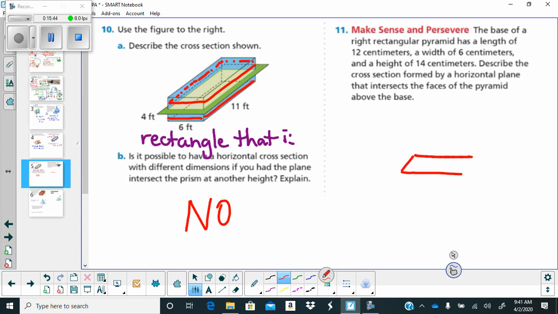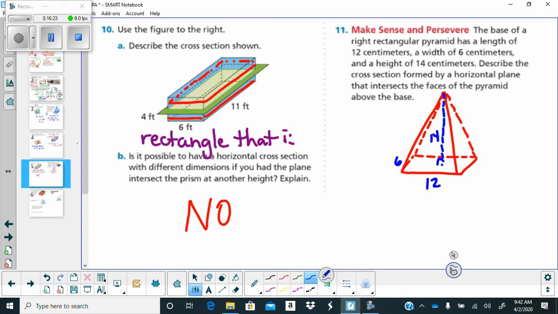6. So here's the base. And then the height is 14. So if that's 12, 14 would be about here. And then you connect all the sides. And if I want to make this really right, I will do this. So there's my version of a right rectangular pyramid. The height of a pyramid goes straight down the middle and is perpendicular right here to the base. So that would be 14. So this would be 12 by 6 by 14.